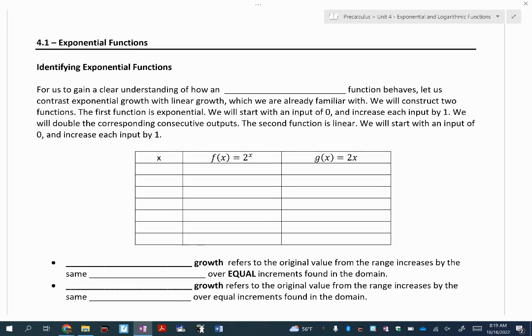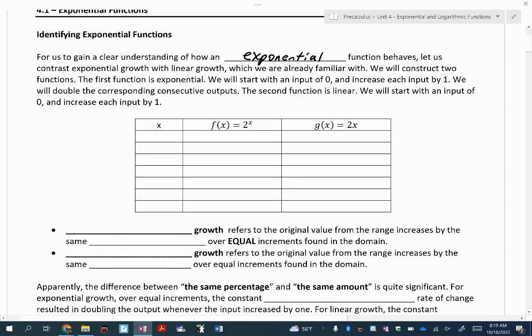So for us to gain a clear understanding of how an exponential function behaves, we're going to focus on this basic one, and I want to compare, because you spent so much time in Algebra 1 and Algebra 2 on linear functions, right? So I put this basic linear function here next to it, and this is going to be one of our basic exponential functions. And the key recognition you're looking for when you're doing this is in exponential functions, your variable is going to be in the exponent.